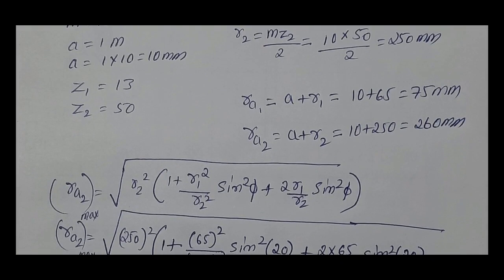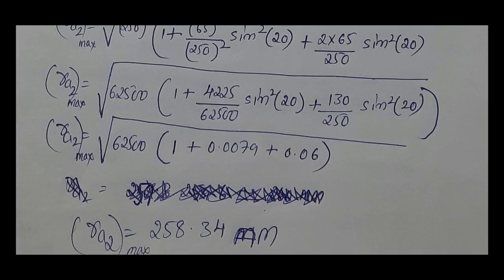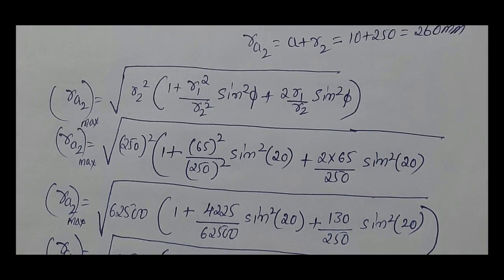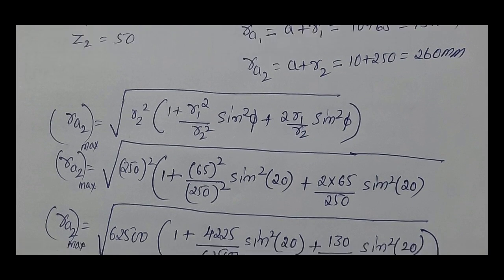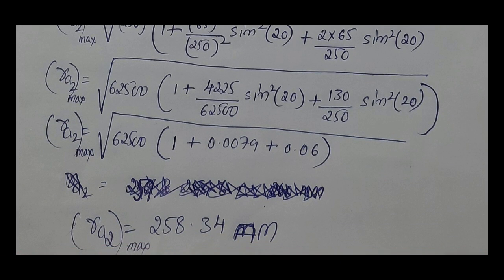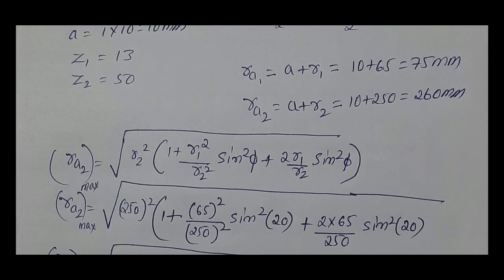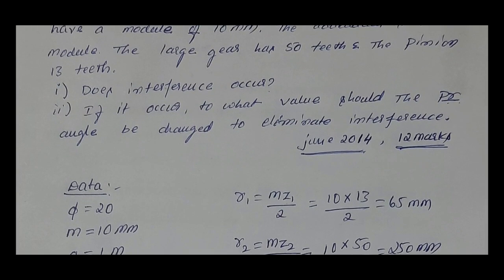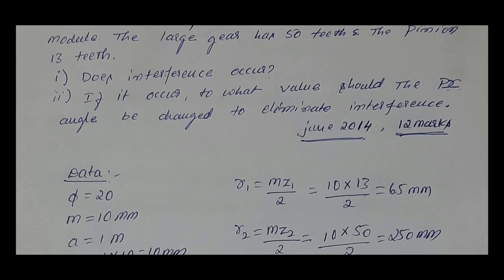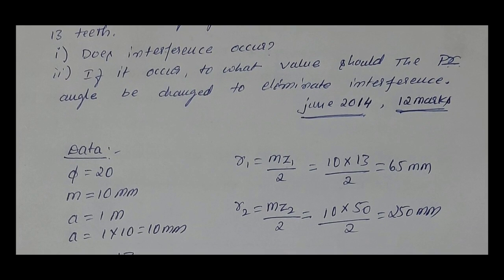The RA2 we calculated is 260 millimeter. The maximum addendum radius is 258, while the actual addendum radius is 260. The maximum should always be greater than the actual one, but here the actual one is greater than the maximum one. That is the indication that definitely the gears will face interference. Does interference occur? Obviously, 100% interference will occur.